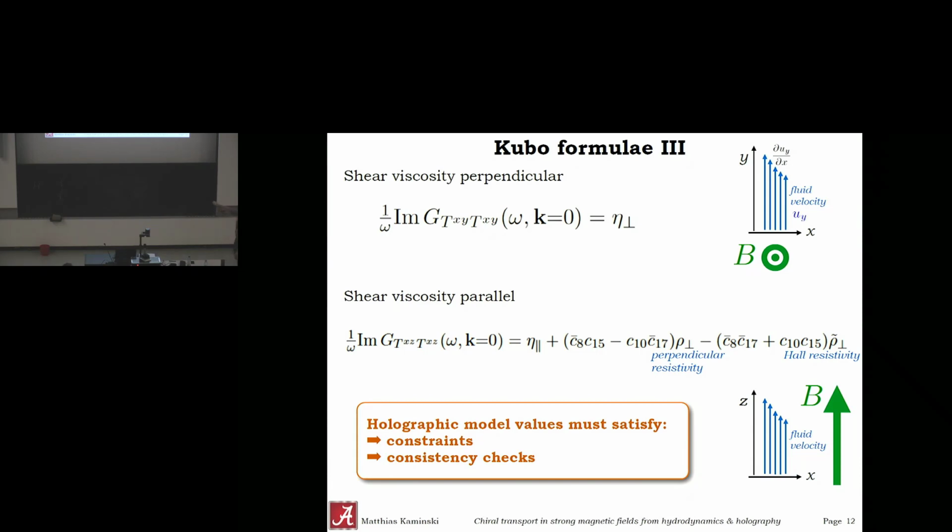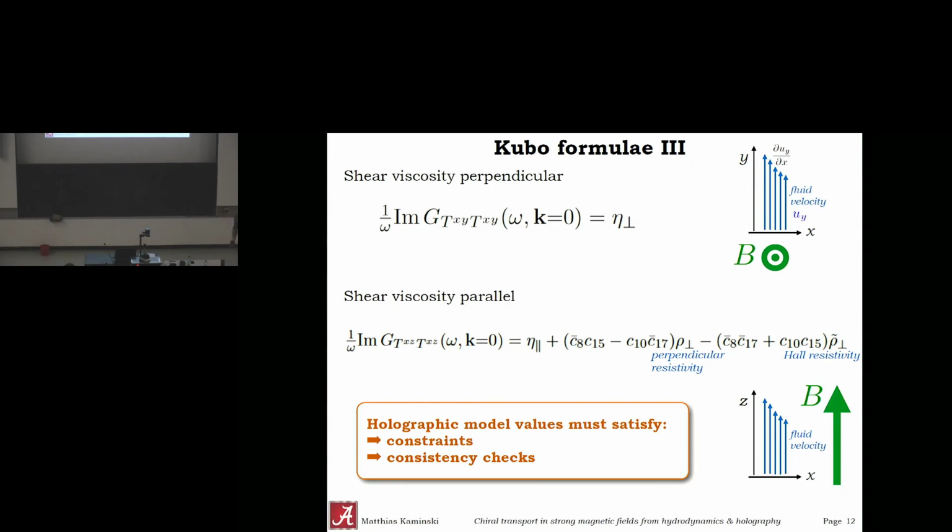But then if your shear viscosity is parallel, so that's what we call eta parallel here, this is the situation where your fluid velocity goes along the direction of the magnetic field. In this case, there are actually extra terms, one due to this Hall resistivity that we saw on the previous slide, and one due to this perpendicular resistivity. So the point is, this is a horrible mess.